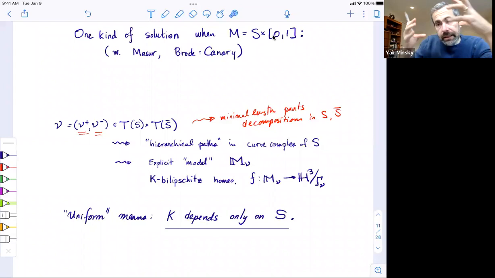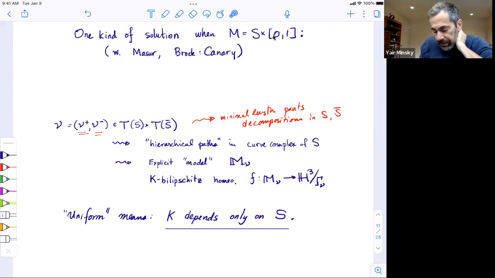And then you can connect these two combinatorial objects by what is called a hierarchy path in the curve complex of the surface. And again, I'm not going to talk about that really, but it's some kind of combinatorial structure that you can really think about and get information out of. And you get an explicit path in there.